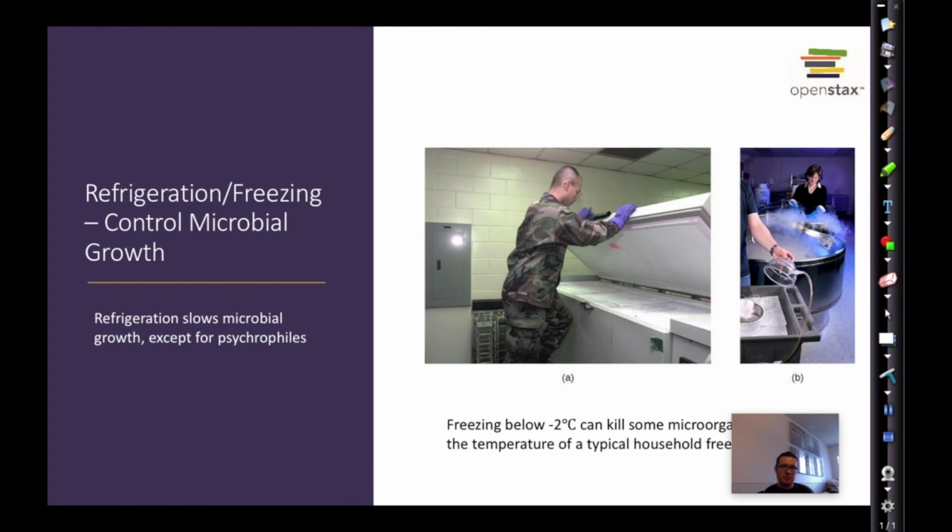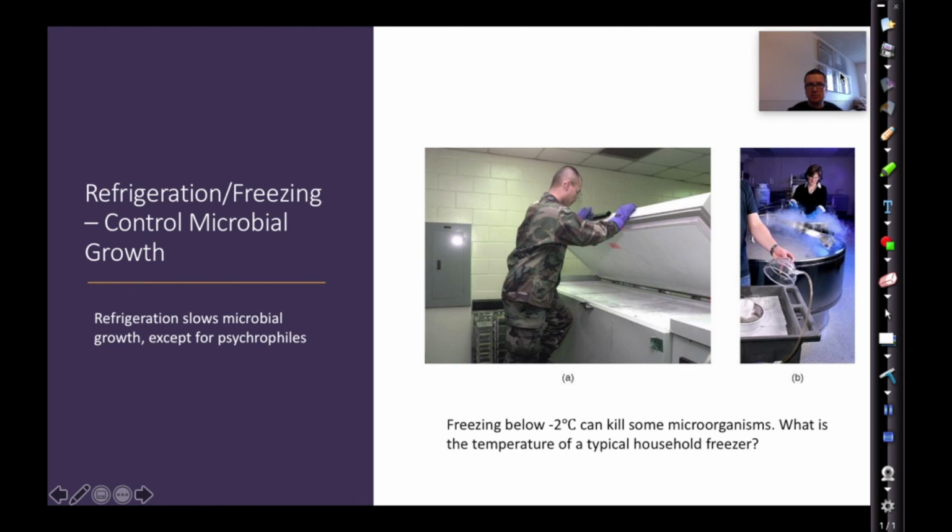So refrigeration and freezing. So when you bring the temperature down from 37 degrees Celsius, which is what our body temperature is and what most pathogens to us like to grow at, that reduction in temperature makes the microbes grow slower because it's a non-optimal temperature. Obviously, the lower you go, you slow the growth even more. Below 2 degrees Celsius can kill some microorganisms.